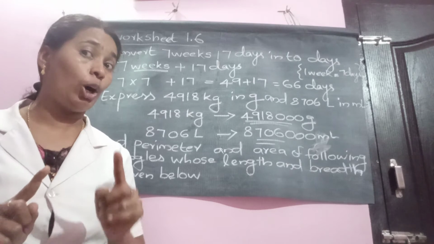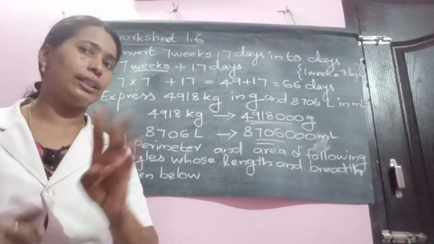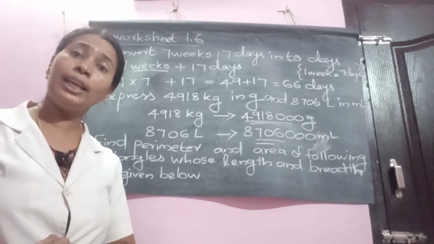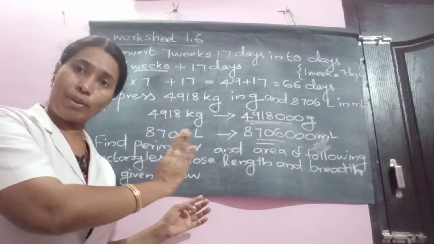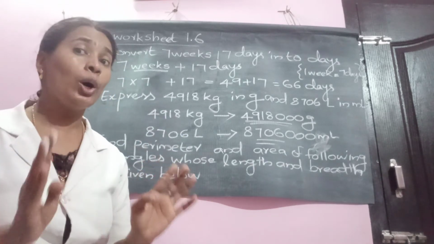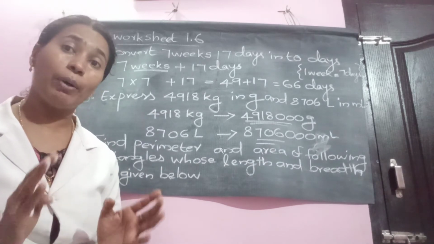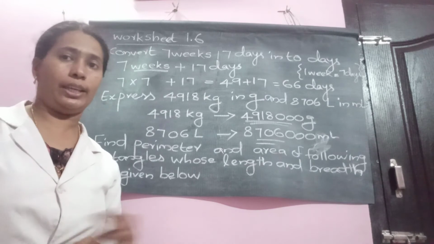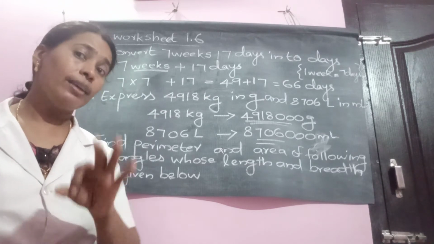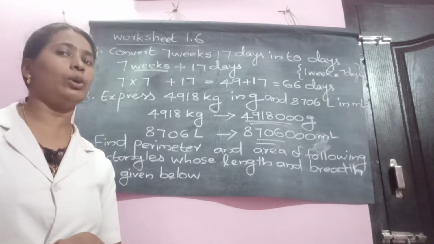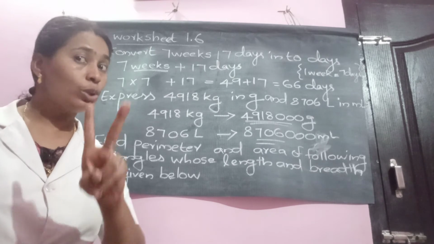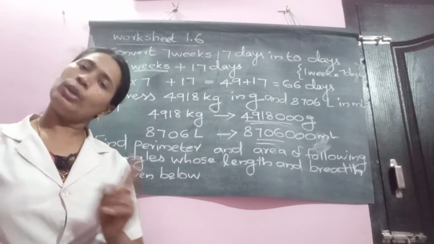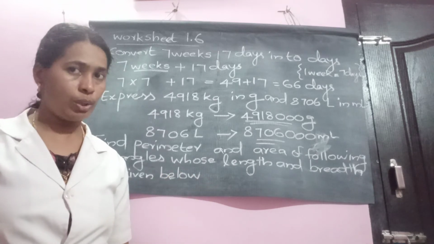Total length of 4 sides. Then what is area? Area means the amount of surface enclosed by it. And there are 3 questions in your textbook. The teacher will do 2 questions. The first one you have to do yourself. So let us move to the question.